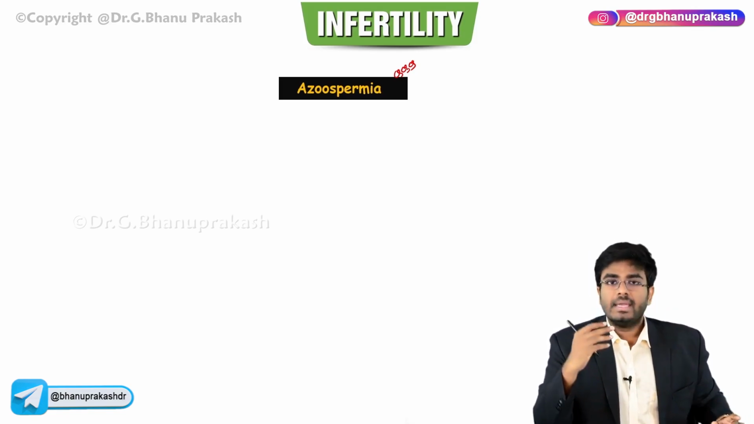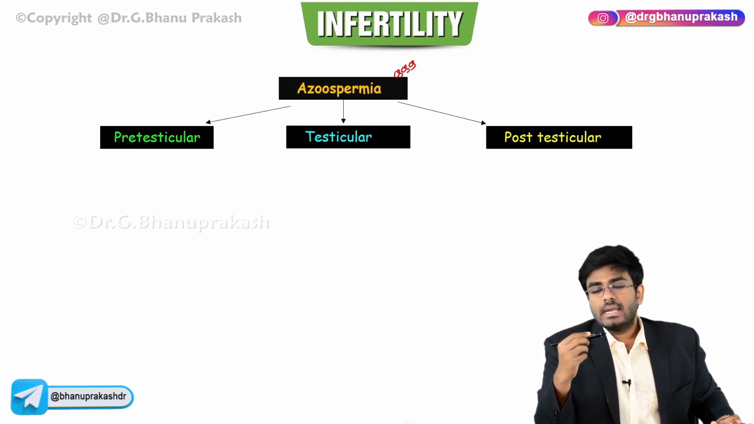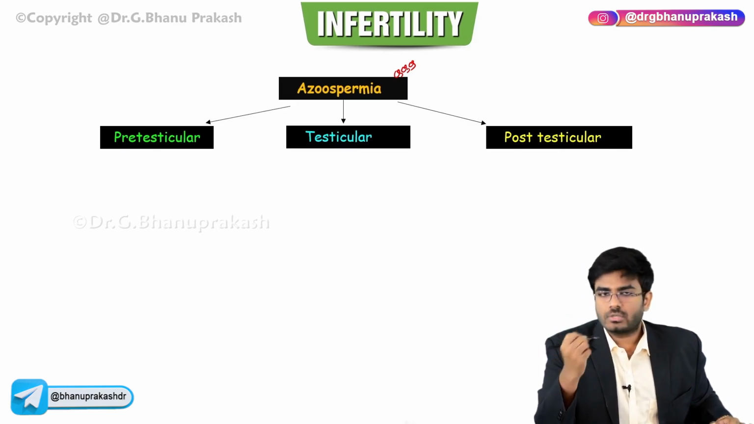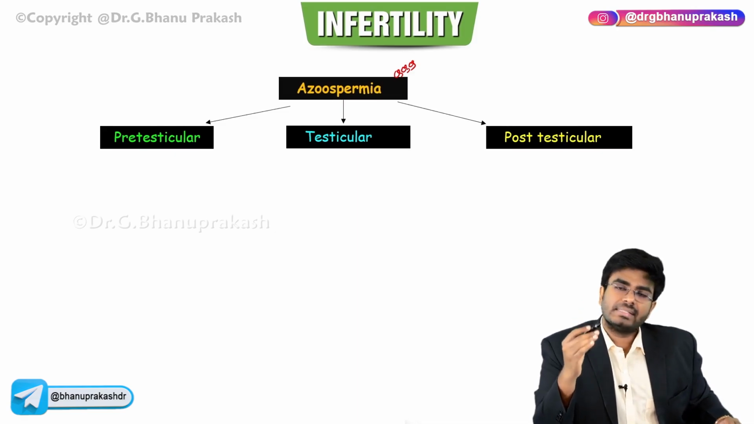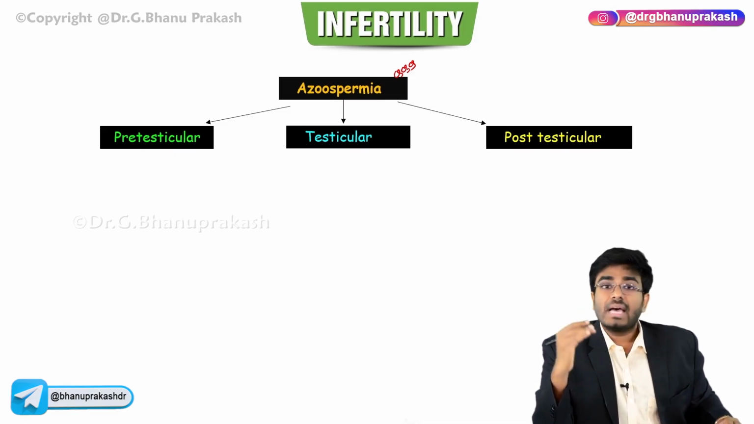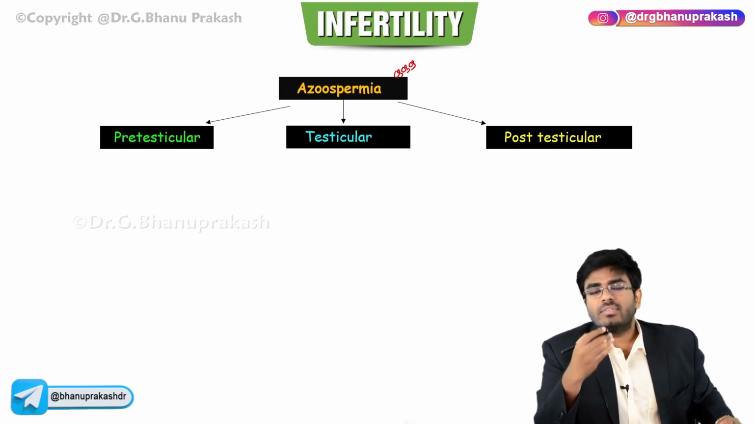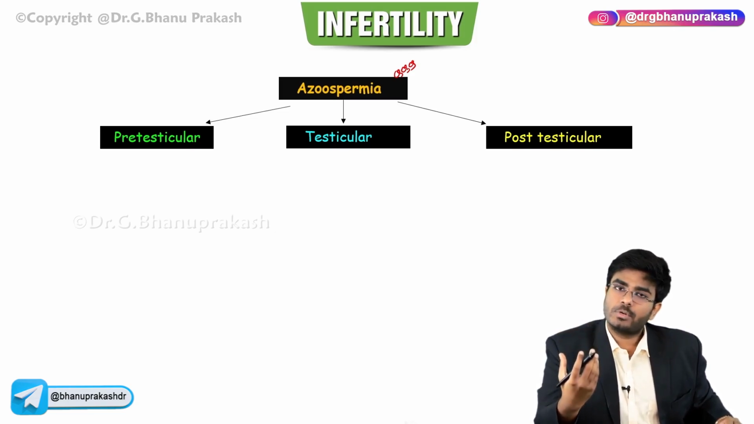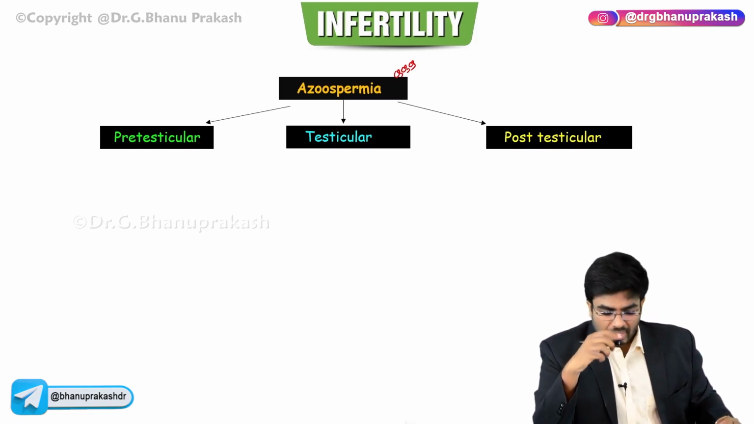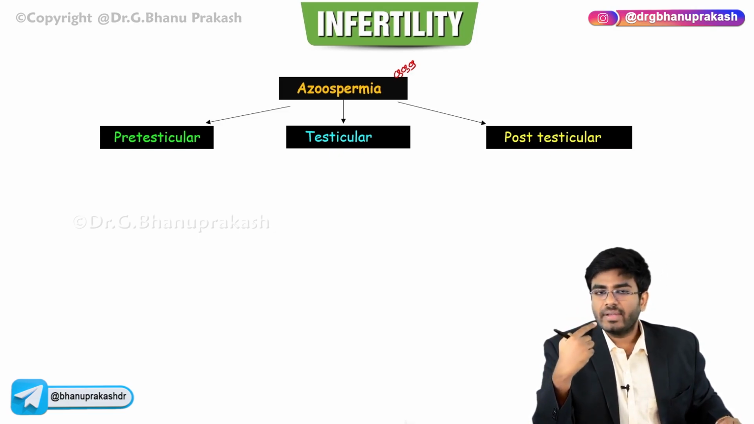Now the causes might be at 3 levels, which includes pre-testicular causes, testicular causes and post-testicular causes. Now if I am talking about pre-testicular causes, the problem lies at the level of central nervous system. The hypothalamus and pituitary gland fail to produce GnRH, FSH or LH. So if there are no gonadotropins, how is the testis going to make the sperms? So the important point is that in pre-testicular causes, the central nervous system has a defect.